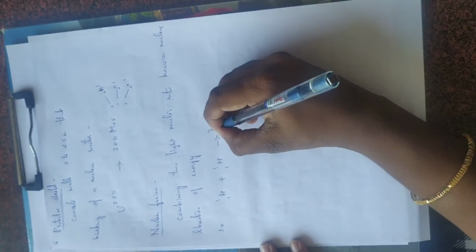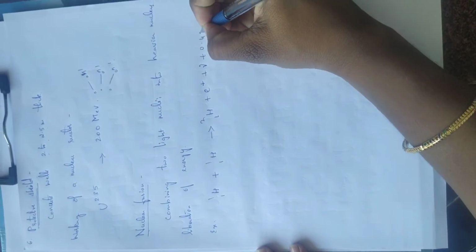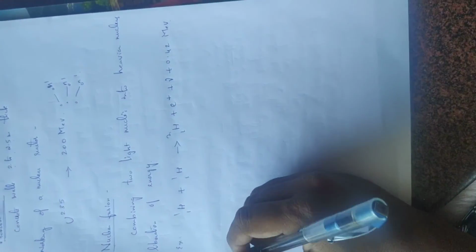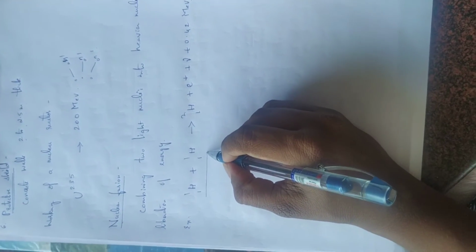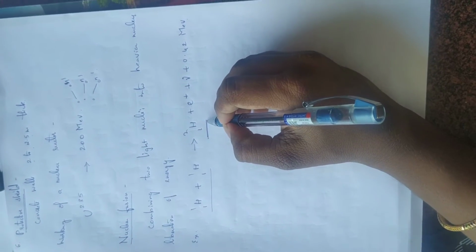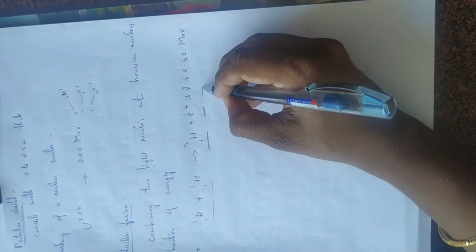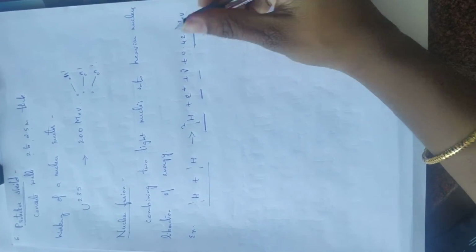How can we denote it? Now, let me take an example. H2 1 plus an electron plus neutrino and 0.42 mega electron volt. So in this reaction, 2 protons fuse together. Fuse means they combine together to form a deuteron. This is a deuteron and a positron, deuteron, positron, neutrino, and 0.42 mega electron volt of energy liberation.